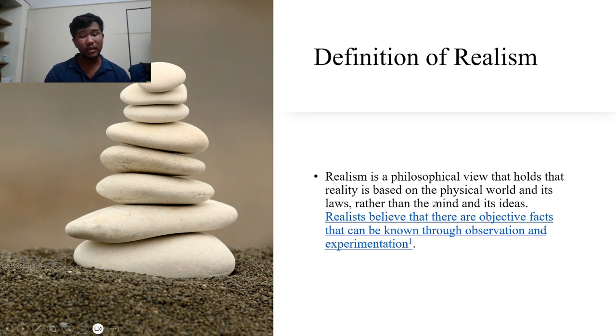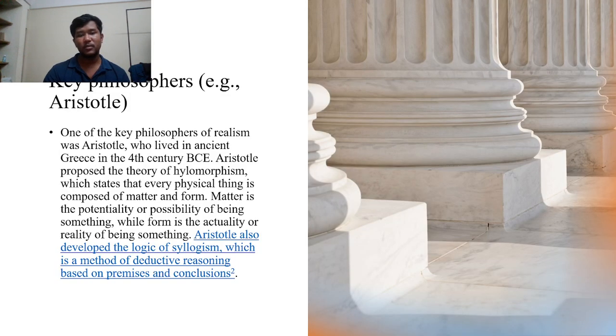So it has different entities, different laws, and different changes. But there is no need to think about why this is happening, only miracles. This is not appreciable. This is not accepted in realism. The realists believe that there is an objective fact that can be known through observation and experimentation. So what we can see, what we can experience, and what we can test by experiment, this is realism.